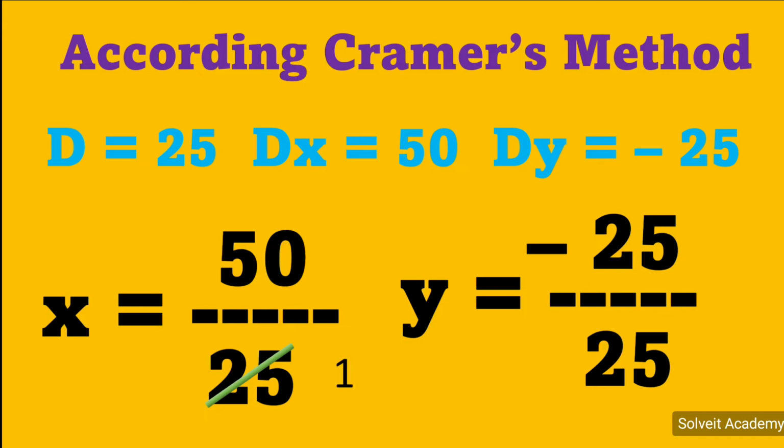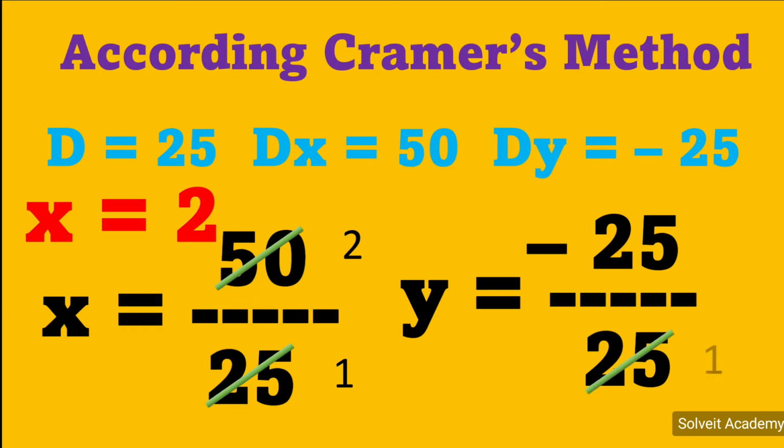25 ones is 25 and 25 twos are 50. So we have x value as 2. Now 25 ones is 25 and 25 ones is 25. Y value will be negative because the numerator contains the negative sign. So x is 2 and y is minus 1.